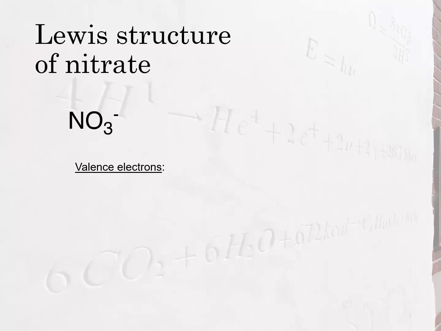Next, let's try a harder example that has a few additional steps. Nitrate is a polyatomic anion with 4 atoms and a -1 charge. Counting valence electrons, we get 5 from nitrogen, 6 from each of the 3 oxygens, and 1 from the negative charge. Remember that ground state electron configurations are for neutral atoms, so if the molecule has a net negative charge, there must be 1 extra electron that's not accounted for by either the N or O atoms.